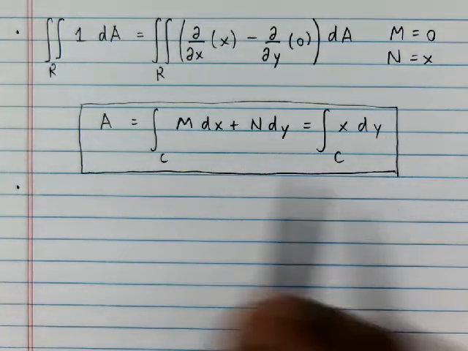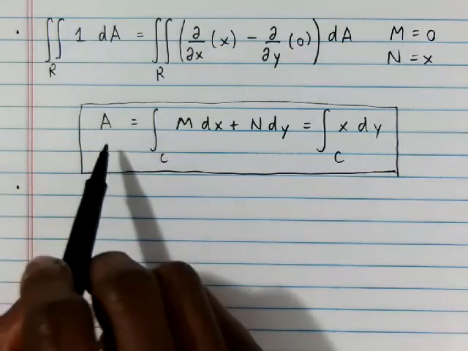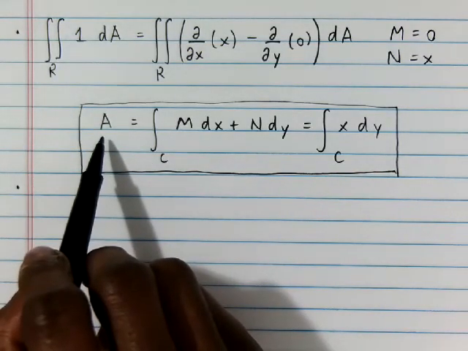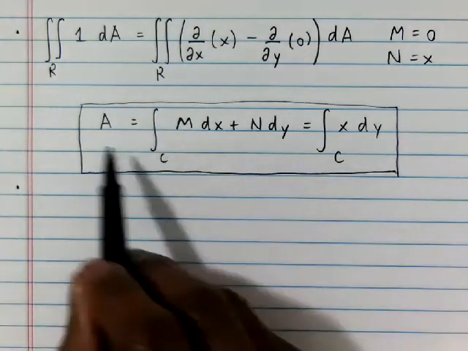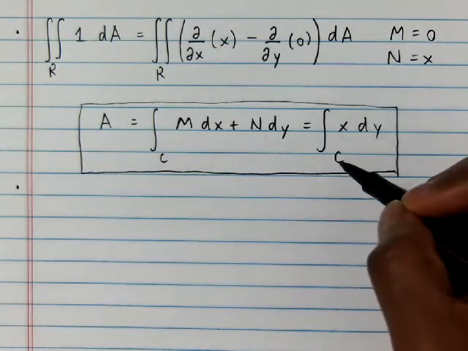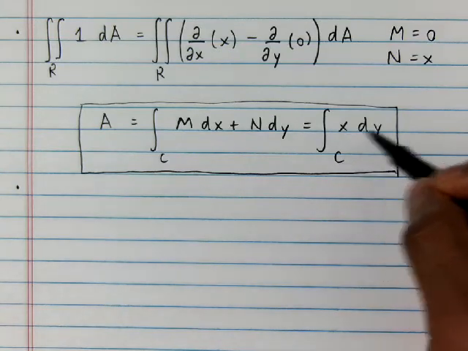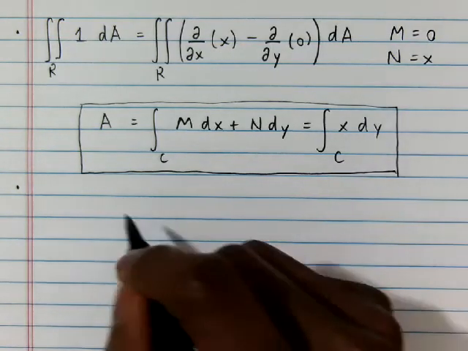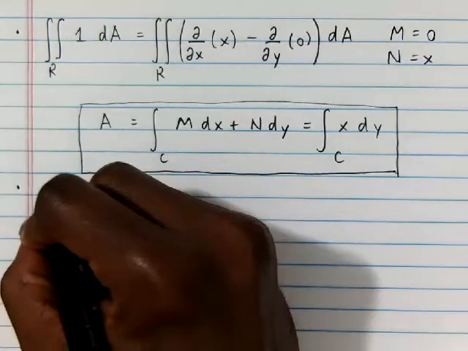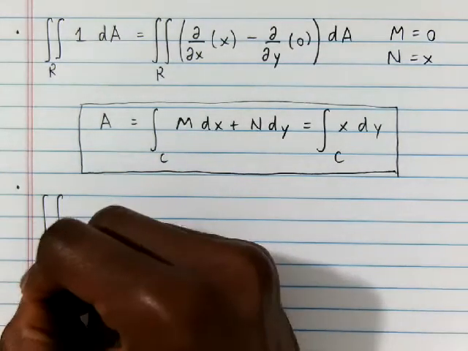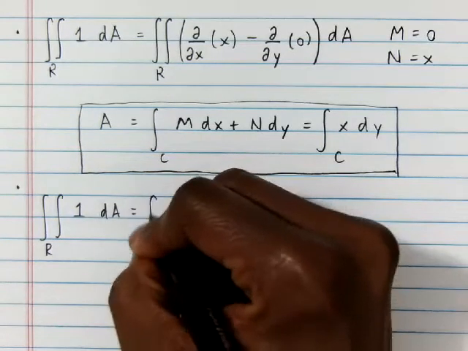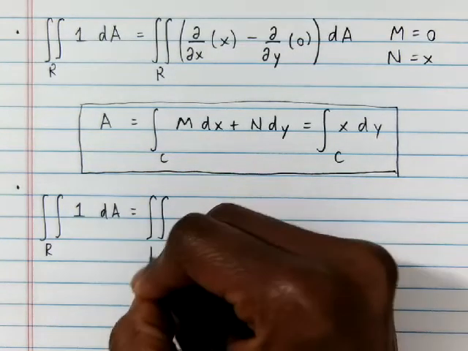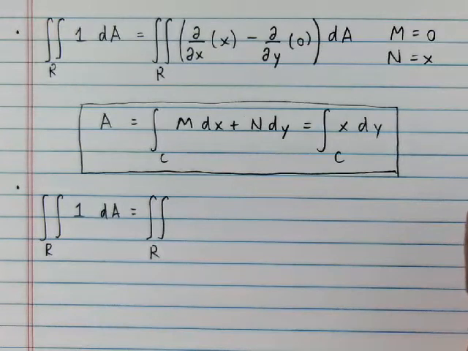So you don't have to go through that process if you just want to find the area of some planar region R enclosed by the curve C. Your area is always going to be the integral over the boundary curve C of x dy. The next one, we say the double integral over R of 1 dA. So we're again just going to rewrite the number 1 however is convenient for us.